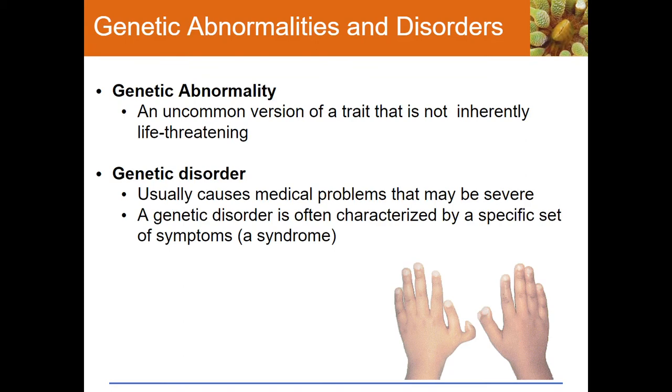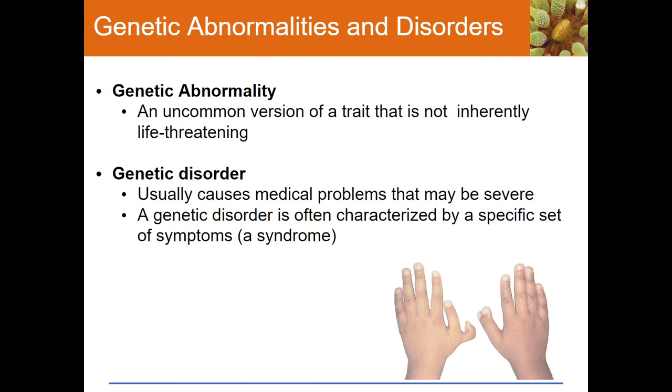A genetic abnormality is an uncommon version of a trait that is not inherently life threatening. So, what that means is you can get a variation of a trait or an allele. For example, brown eyes was pretty much the standard trait that we had way back in the day. Then, along the way, somebody mutated and had blue eyes. Cool, awesome. Are blue eyes life-threatening? And the answer is no. So you can have different traits and still be okay.